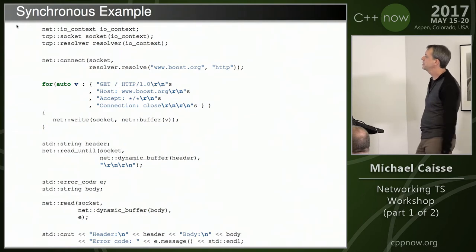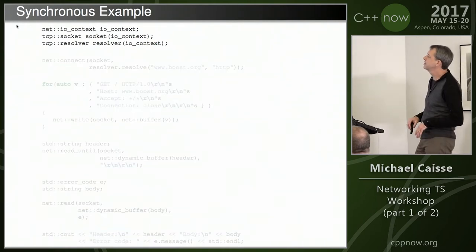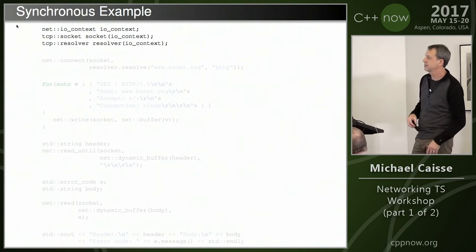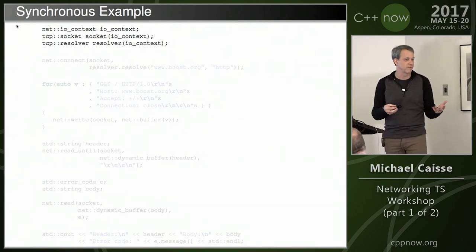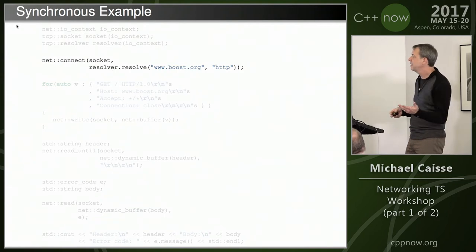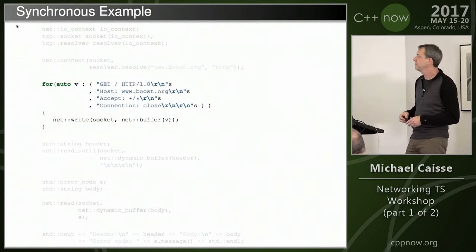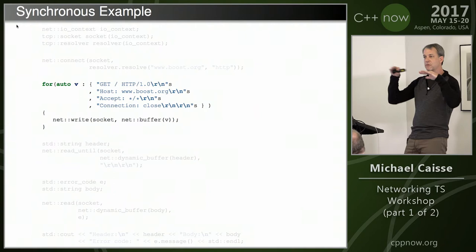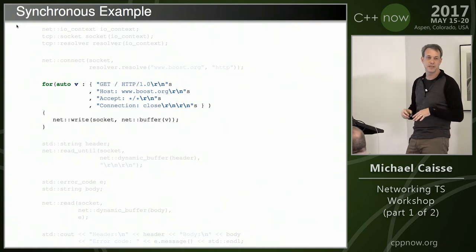If we just look at the flow, what we're going to do first is some setup of some things. We're going to get this thing called an IO context. We're going to get a socket and a resolver, so we can figure out what the address is. And then we're going to connect. After that, we're going to send out the HTTP request, so that we can get the response that we want for the web page.